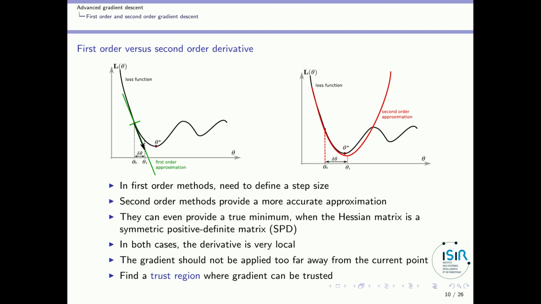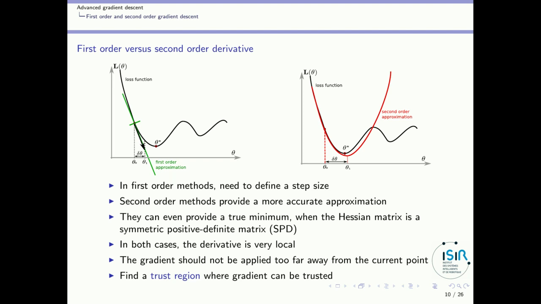Okay, so these functions can provide a true minimum in the particular case where the corresponding matrix is symmetric and positive definite. We will see what happens when it's not the case and how we can deal with that. Okay, but in both cases, the derivative is accurate only very locally close to the point where you are computing the derivative. If you are here, then your derivative is far away from the cost function, and that's the same here. Okay, your optimum is not exactly there; it's a little more there. So in both cases, you should consider the derivative as accurate only very locally.